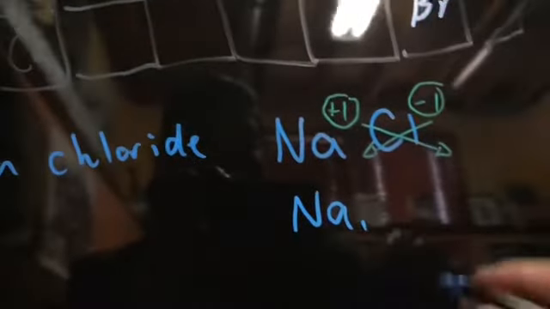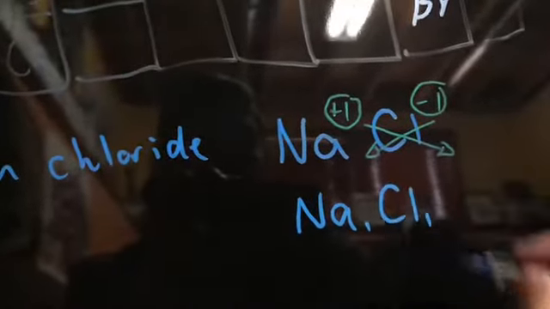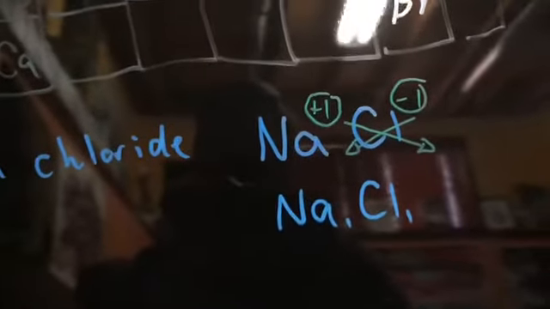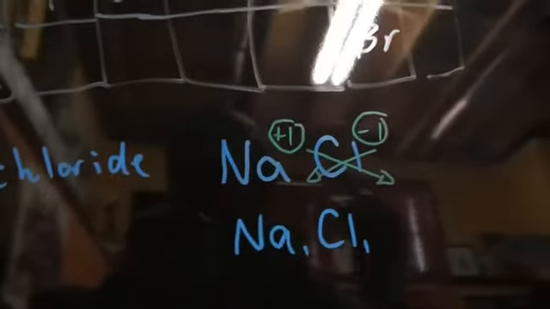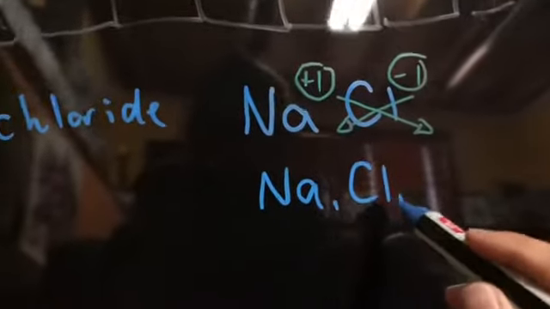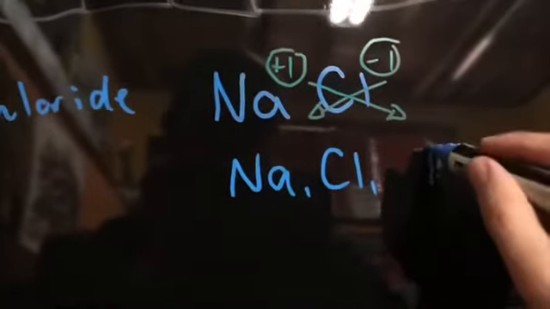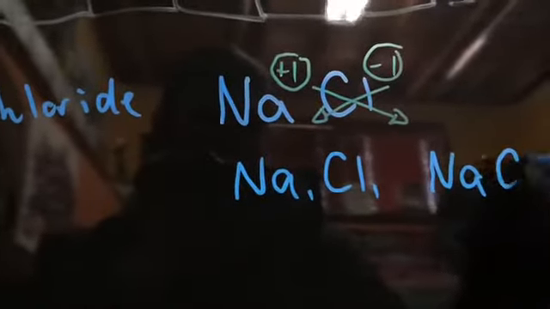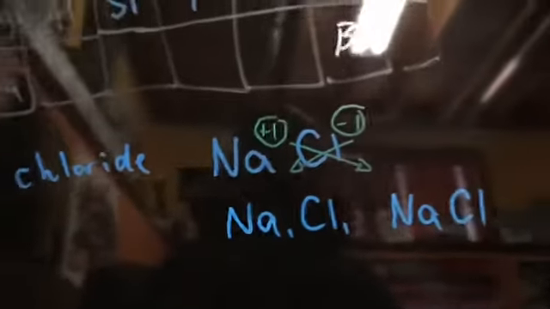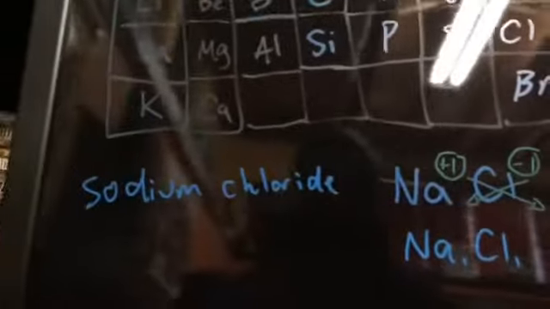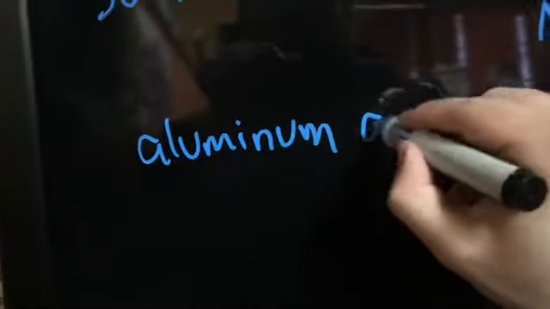So it would look sort of like this. Na1, Cl1. And remember, in chemistry, just like in math and stuff like that, we don't have to actually write the ones. So it would just be NaCl. So this is a more basic example. But what if we did something like aluminum oxide?